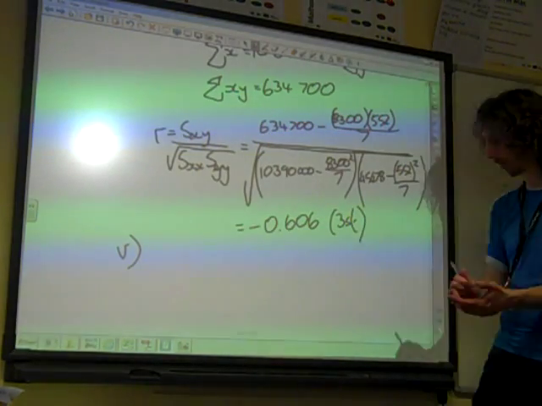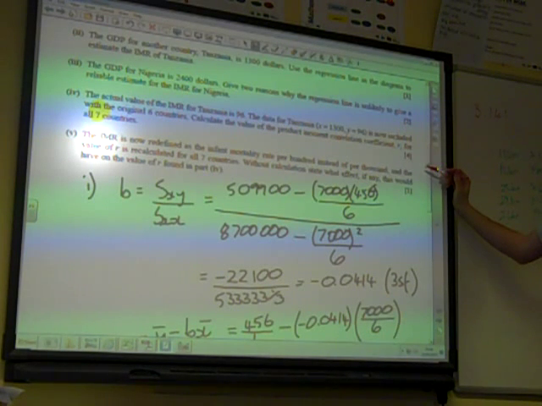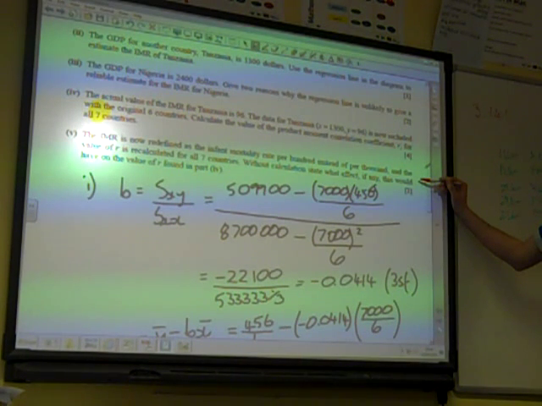Part 5. The IMR is now redefined as the infant mortality rate per 100 instead of per 1,000, and the value of R is recalculated for all 7 countries. Without calculation, state what effect, if any, this would have on the value of R found in Part 4.